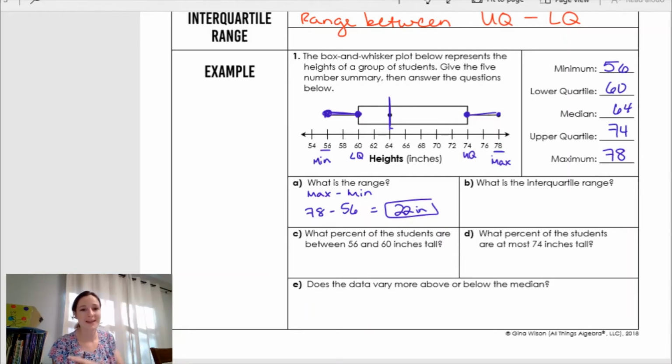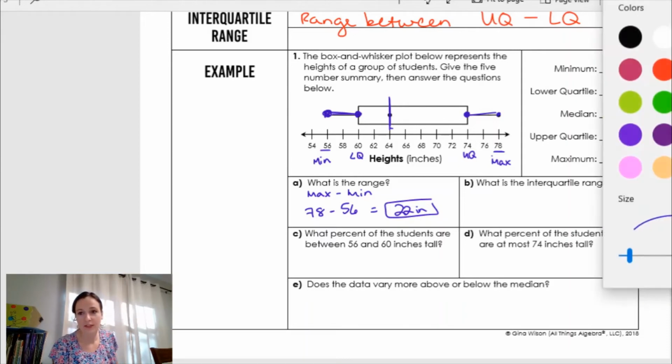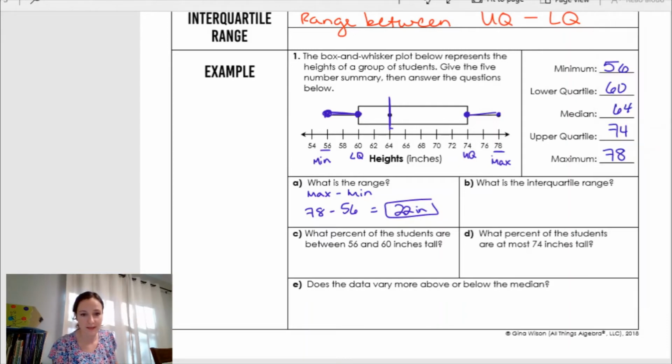So there's a range of values that are 22 inches. What is the interquartile range? Now, the interquartile range is just the middle 50%. So you take your upper quartile here and subtract your lower quartile here. So it's the upper quartile minus the lower quartile. Your upper quartile is 74 minus 60. So the middle range is going to be 14 inches.